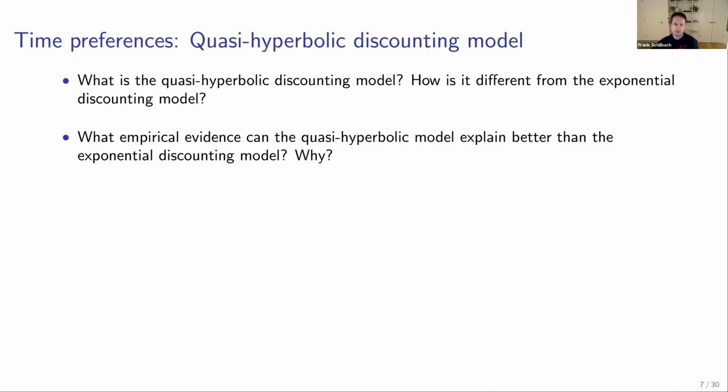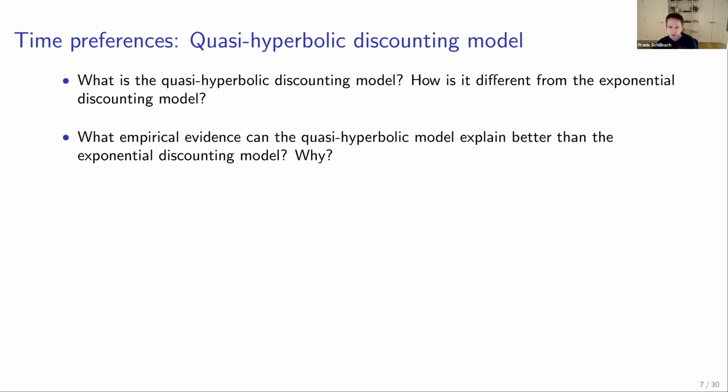And after that, we discussed the quasi-hyperbolic discounting model, which is a relatively small modification of the exponential discounting model. Again, you should know what this model is, how it's different from the exponential discounting model, and of course the difference is that there's a present bias parameter, beta, that is added to this model, which measures short-run discounting, like how much weight you put on the present versus everything else that's in the future.